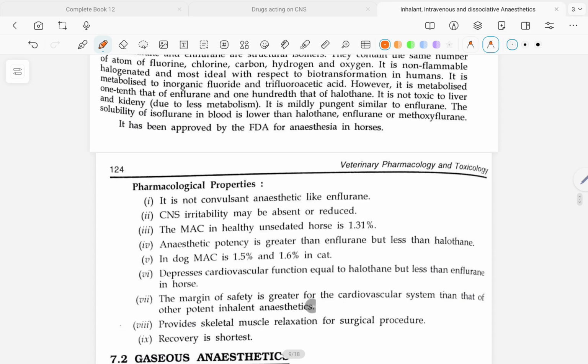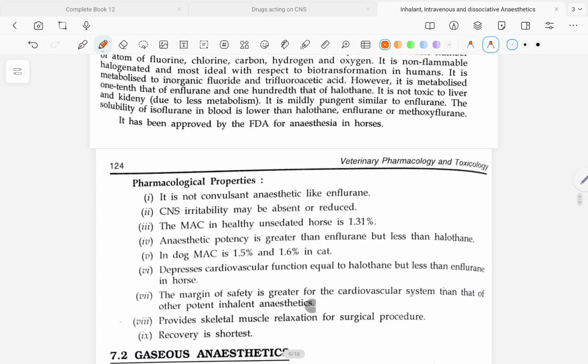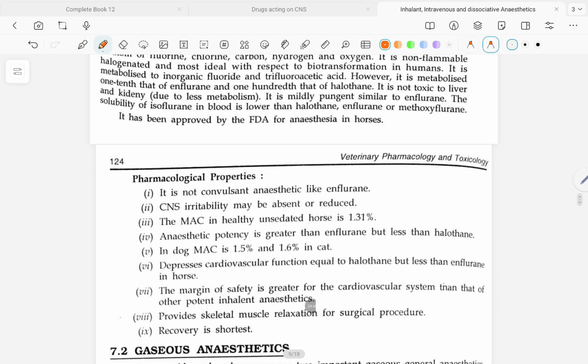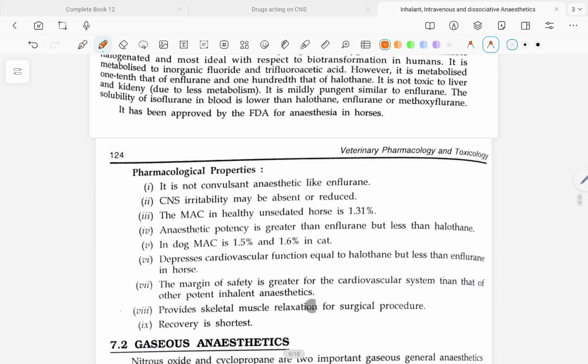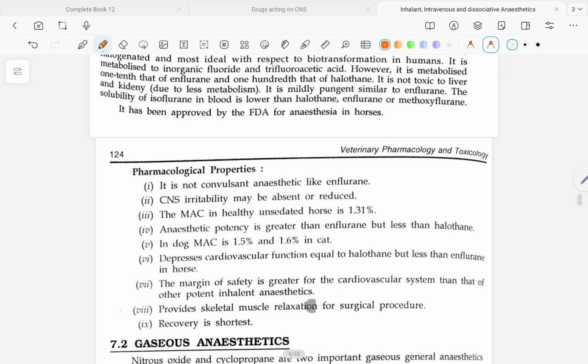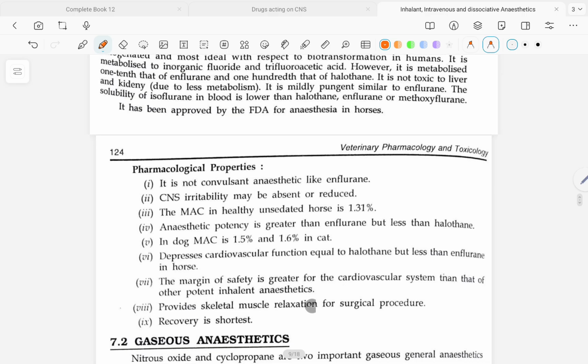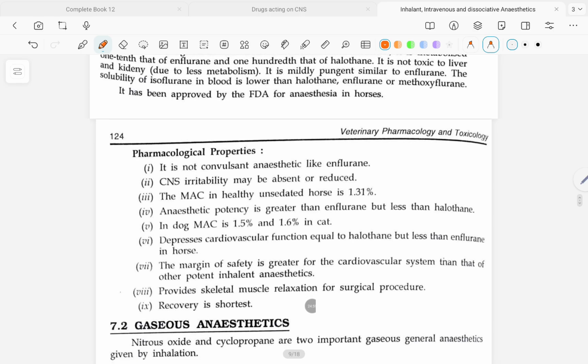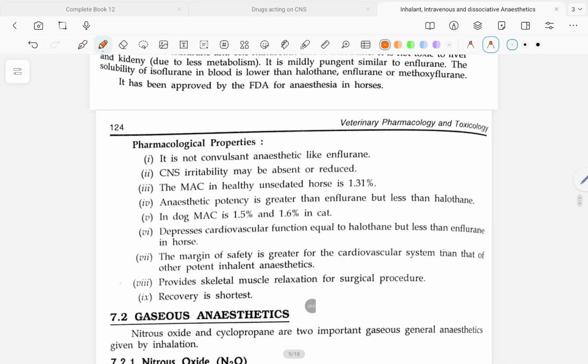It is mildly pungent, similar to enflurane. The solubility of isoflurane in blood is lower than halothane, enflurane, or methoxyflurane. It has been approved by the FDA for anesthesia in horse.